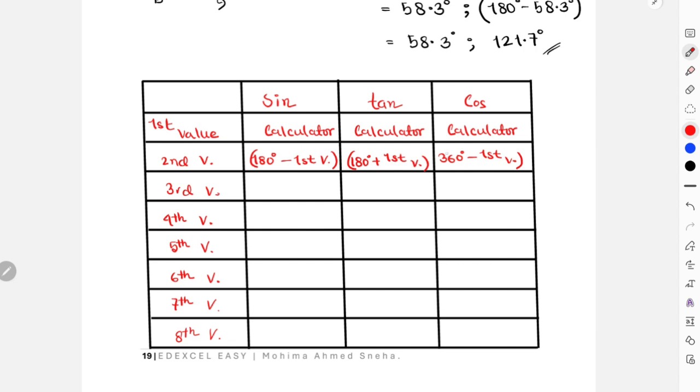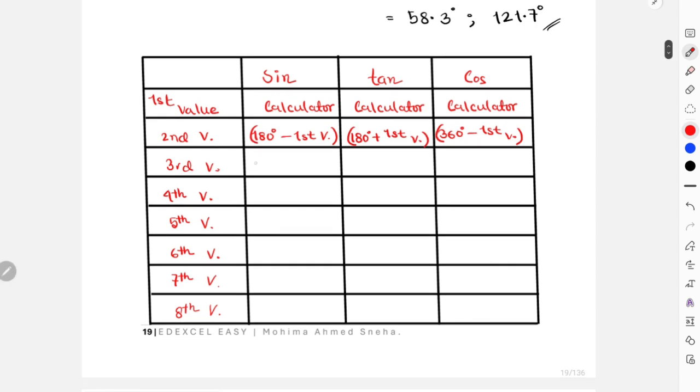Again, if you have to find the values in terms of pi, then it will be pi minus first value, pi plus first value, 2 pi minus first value, right? And then the third value over here is going to be 360 minus first value. Next one, the entire pattern is the same. For the fourth value, it will be 360 minus whatever you got from the second value. Then again 360 minus third value, and lastly over here it will be 360 minus fourth value.